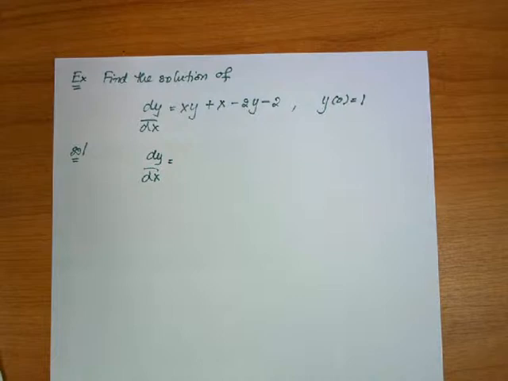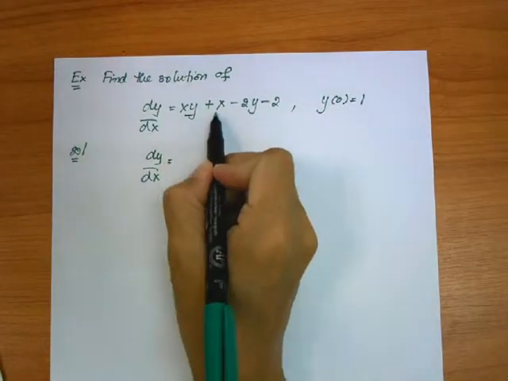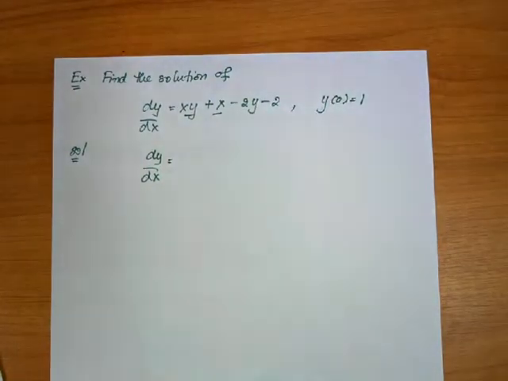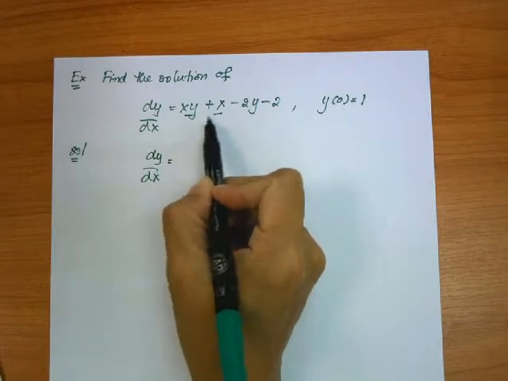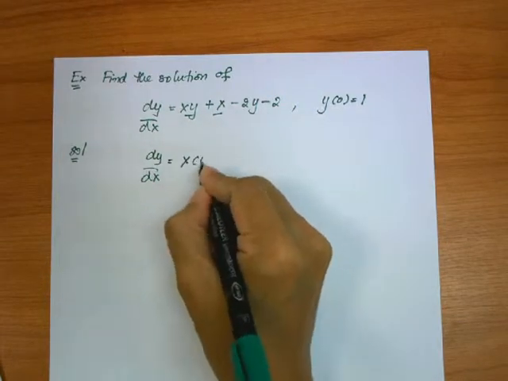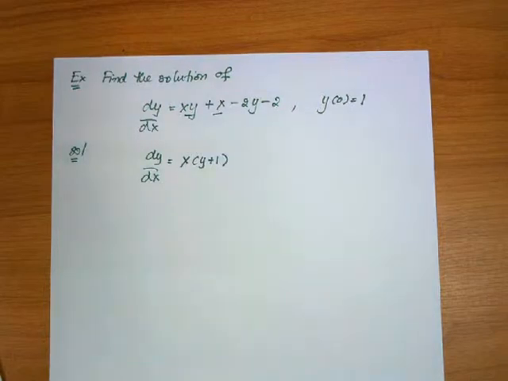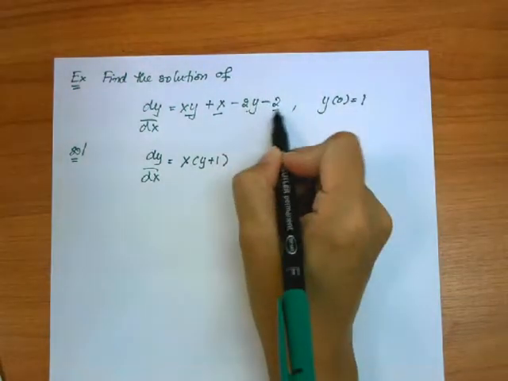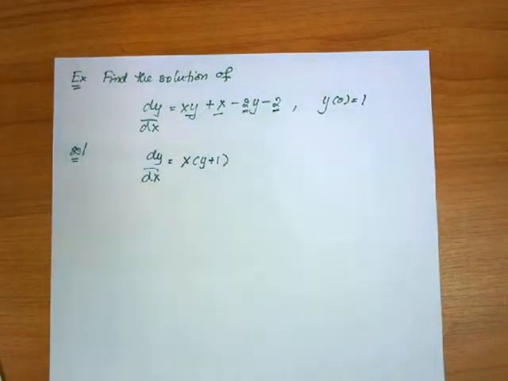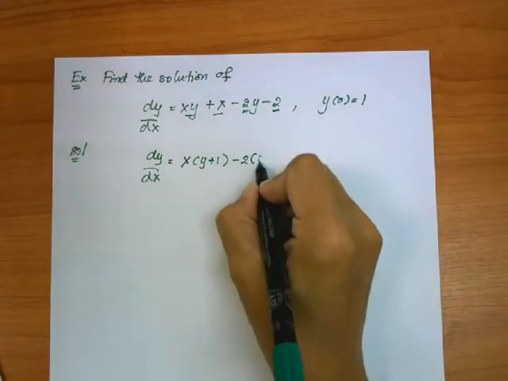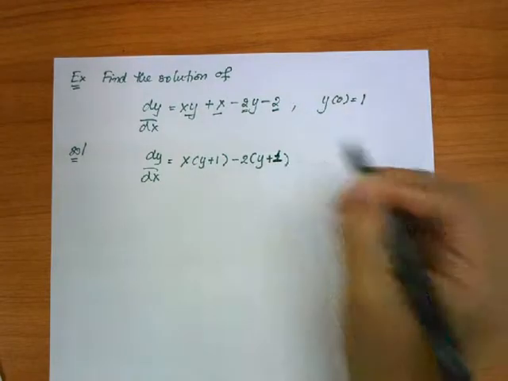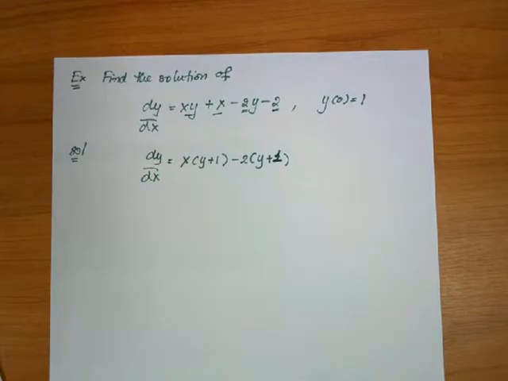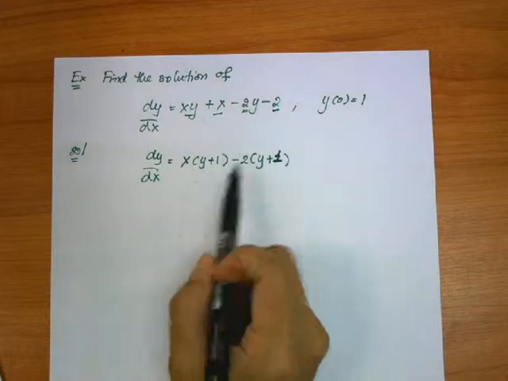Now, let's take a look at this term and this term. Do you have x for this term? So you can take it out. This term and this term, you have negative 2. So you take negative 2 out. Oops, sorry. Plus 1. Right? Now, from 4 terms, you've got only 2 terms.